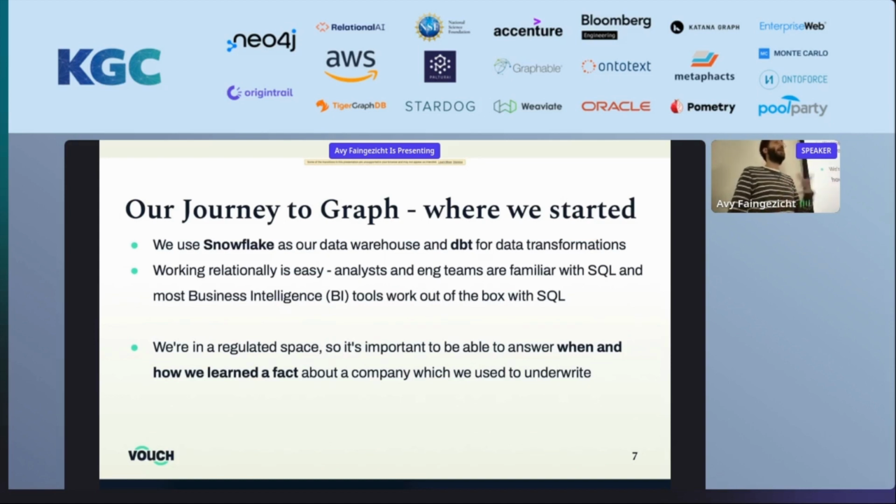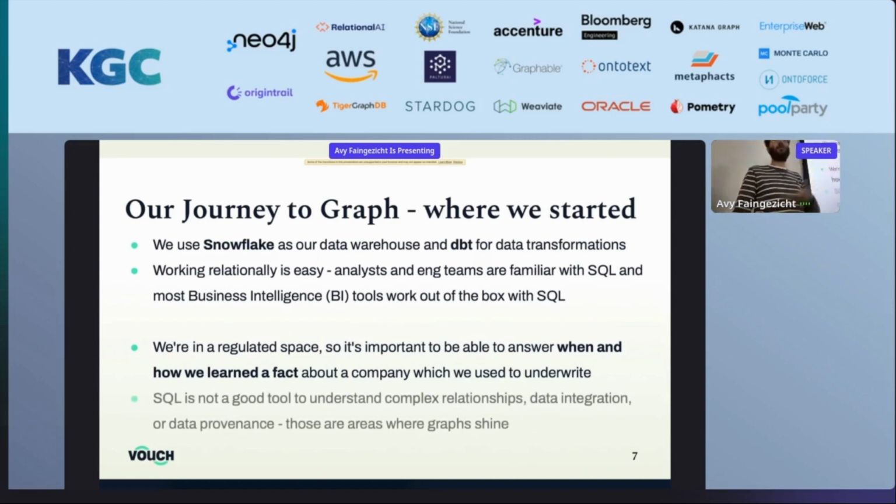And so we decided, okay, let's go down the path of graph, even though it's not a path that was naturally what our background was, or the background of a lot of the people that you interview for traditional data engineering roles.